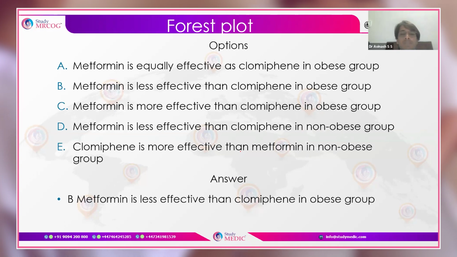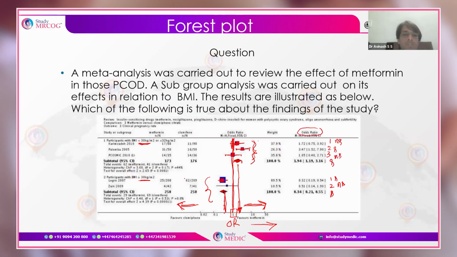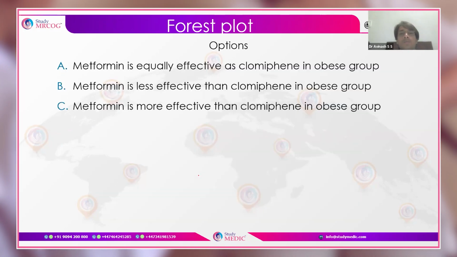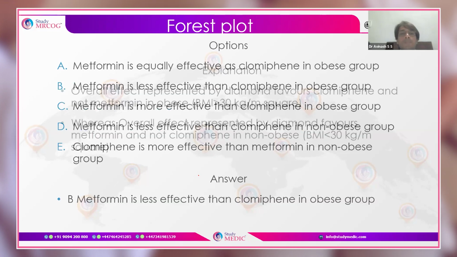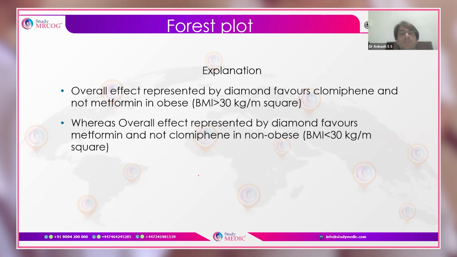Metformin is less effective than clomiphene in obese group. Here the obese group is this one. The overall effect favors clomiphene. That's why metformin is less effective than clomiphene in this group. So that is the explanation: the overall effect represented by the diamond favors clomiphene and not metformin in obese group, whereas the overall effect represented by the diamond favors metformin and not clomiphene in non-obese group. That is what we saw.